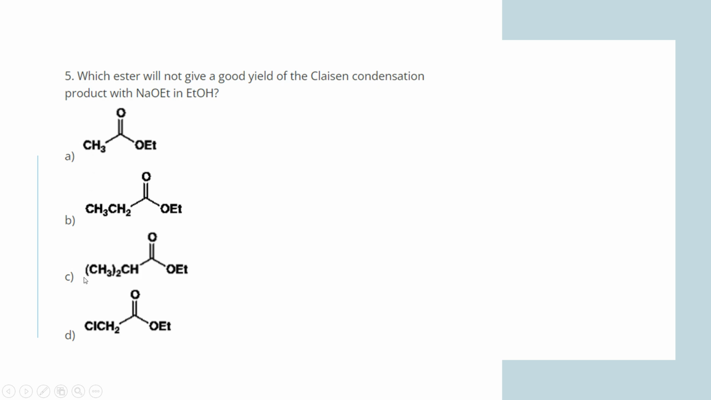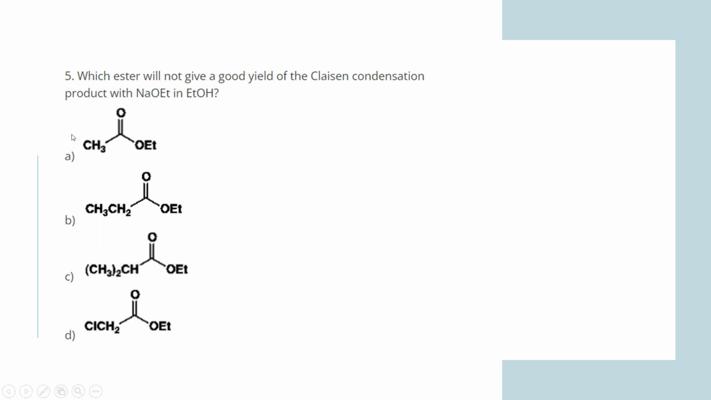And in the third one, you have two methyls. Two methyl groups are donating their electrons towards this carbon, from where we are going to abstract the proton for Claisen condensation. And in the fourth one, you have chlorine. So if you compare the acidity of the alpha proton to the ester group, the least acidic will be this one, isn't it? Because you are getting electron donation from two methyl groups here.